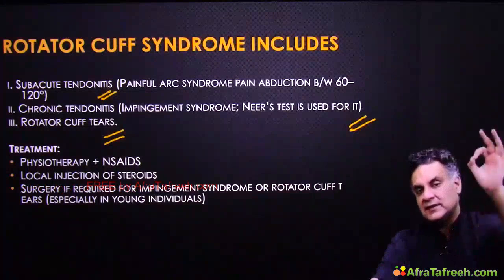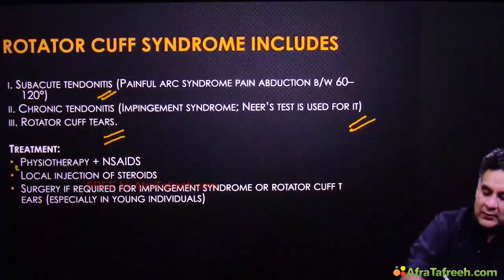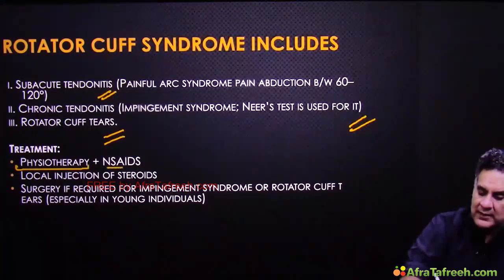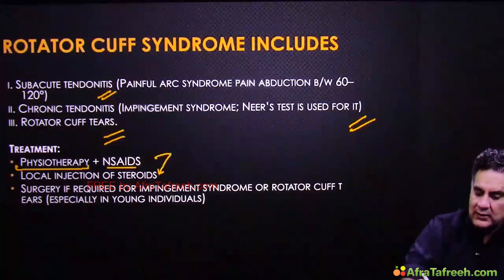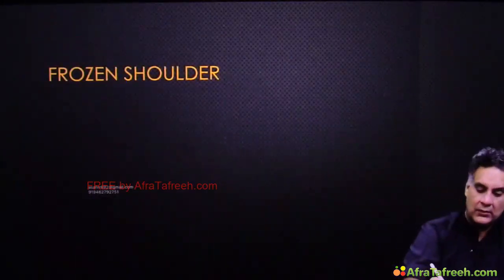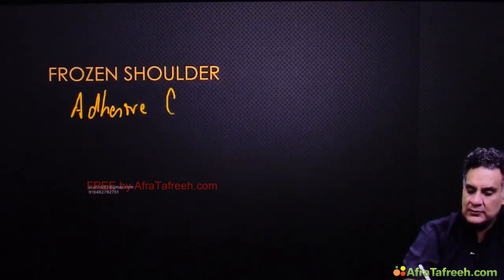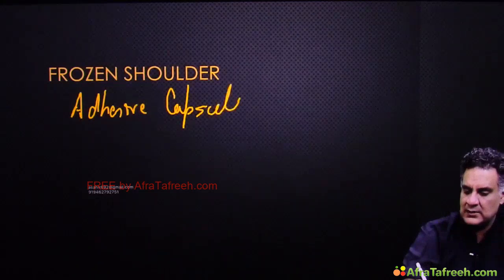The only difference is, in plan A you give rest and NSAIDs. Here, because joint movement is important for life, you give physiotherapy and NSAIDs. If not relieved, local injection of steroids. If not, surgery. Frozen shoulder, also called adhesive capsulitis, is usually seen in cardiac patients or diabetic patients.